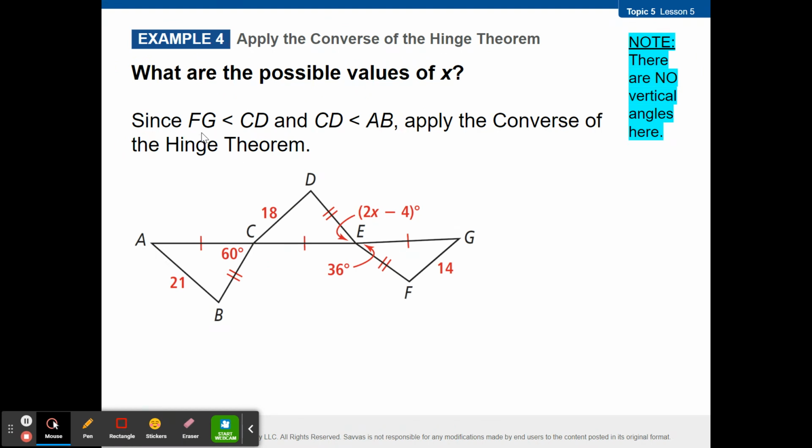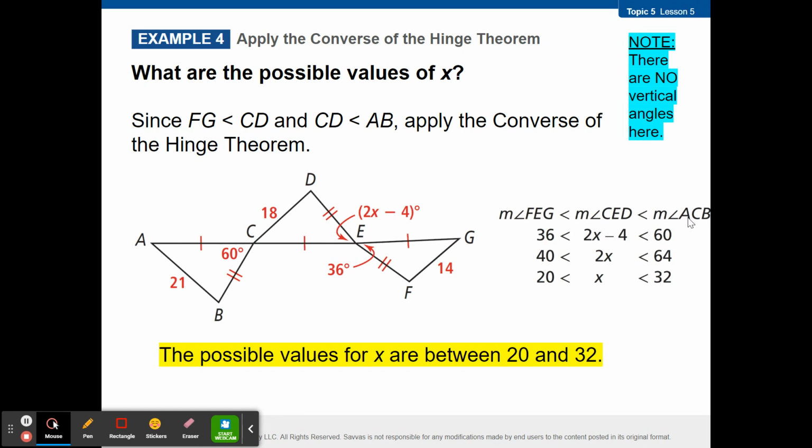So here's what we're saying. We're saying since FG is less than CD. So here F to G is 14. C to D in this case is 18. So this is smaller, this is bigger. We also know that CD is less than AB. AB is 21. So in this case, AB is greater than CD, and that's greater than FG. So we need to find the angles based off of that. In this case, because AB is the longer side, this is the largest angle. This guy would be second, this guy would be third, okay?